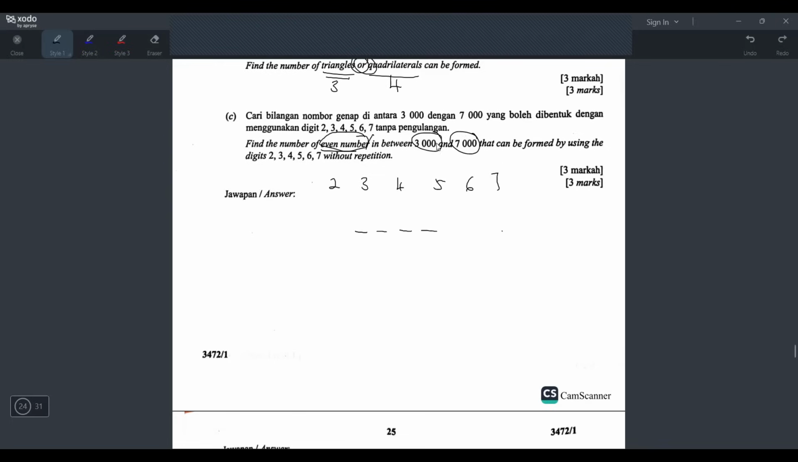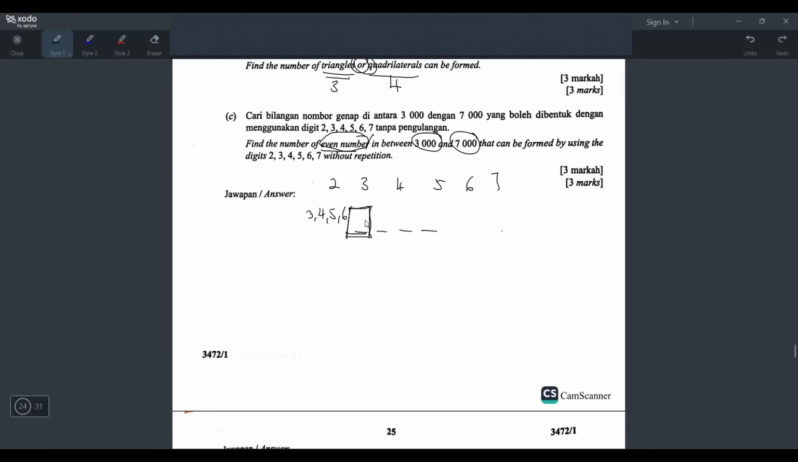So let's talk about the first condition, between 3,000 and 7,000. It means this first box, you have to fill in with numbers between 3 and 7. So it will be 3, 4, 5, 6. It means this box can only take 3, 4, 5, 6. Why can't it take 2?